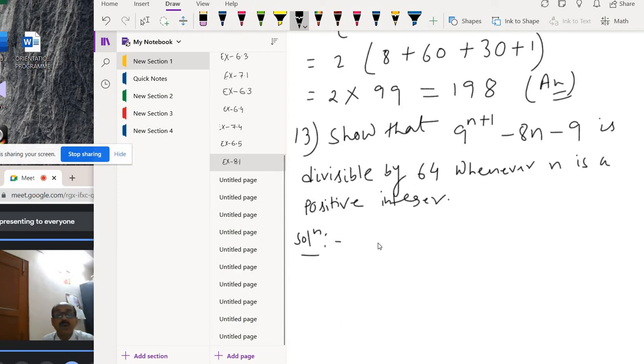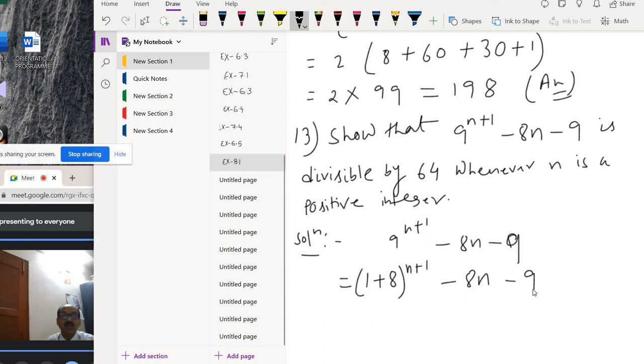So the question is 9 to the power n plus 1 minus 8n minus 9. Okay. So we can write 9 as 1 plus 8: 1 plus 8 to the power n plus 1 minus 8n minus 9. Okay. Now use binomial theorem.